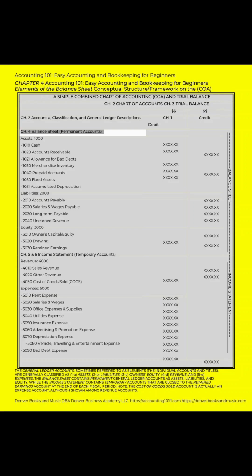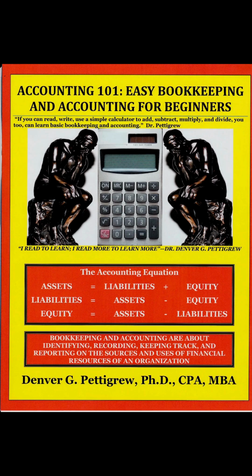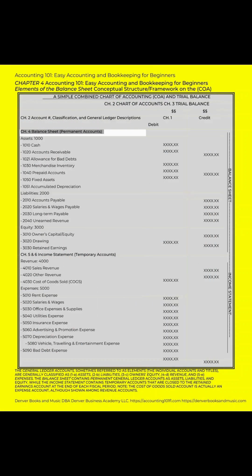Categories in the balance sheet are shown in the order of most liquid, that is, the ease of conversion to cash, to the least liquid. Assets are subdivided into current assets, long-term or fixed assets, and intangibles.